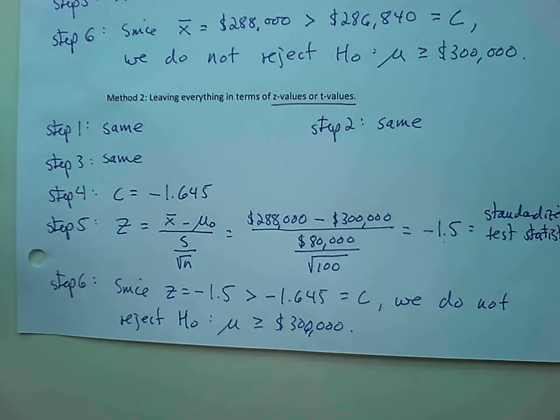So again, it doesn't matter which method we use. Method number 1, by converting everything to the units of the problem, or method number 2, by converting everything to z or t values. We should always arrive at the exact same conclusion, because basically all that we're doing is just changing the units, right? It's like changing 3 feet to 36 inches. Nothing changes about the distance. It's just a different unit. That's exactly what we're doing with method number 1 and method number 2. All right, let's go on to the next example.